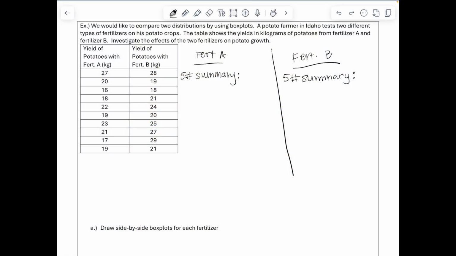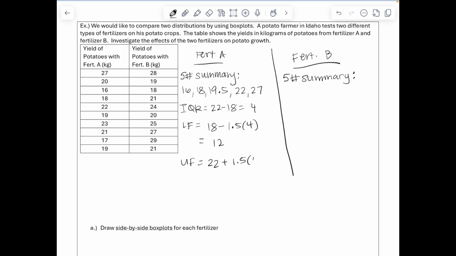So from the calculator, we get a 5-number summary for fertilizer A of 16, 18, 19.5, 22, and 27. From here, we can calculate our IQR. So our IQR is going to be Q3 minus Q1, which works out to be 4. And then we can calculate our lower fence, which is going to be 18 minus 1.5 times 4, which works out to being 12. And our upper fence, which is going to be Q3 plus 1.5 times 4. This works out to being 28. So looking at your data for just fertilizer A, no values are smaller than 12 and no values are larger than 28. So this means we have no outliers.